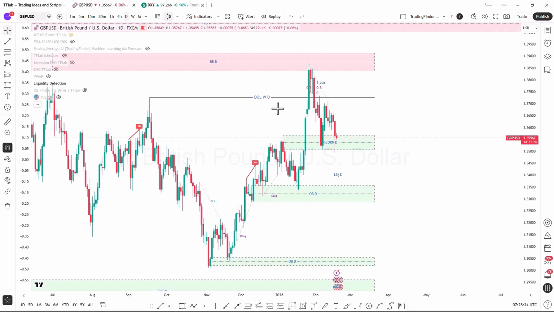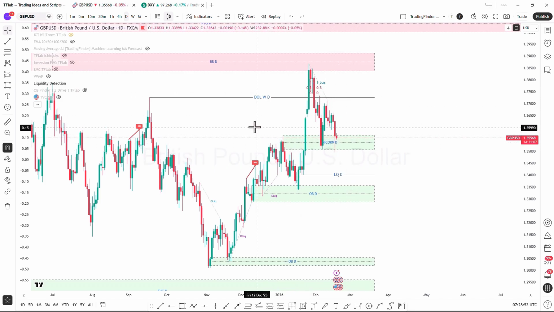Hello and good day. This is the daily analysis of the GBP/USD pair for February 18th. In the past day, the price faced selling pressure, and after liquidity was collected, it closed towards the lower side of the range. The overall context for the GBP/USD pair is bearish.